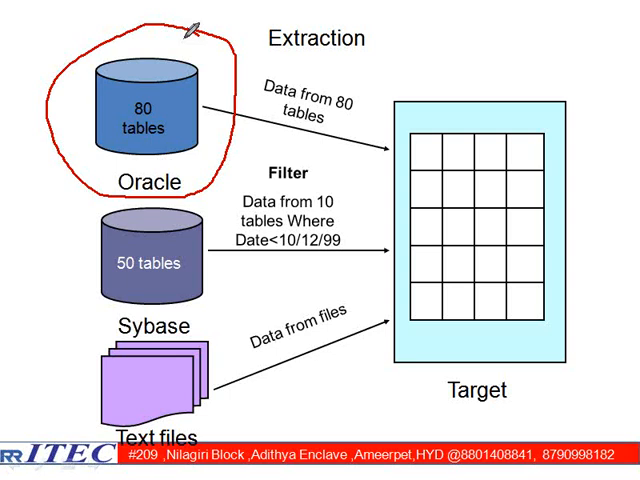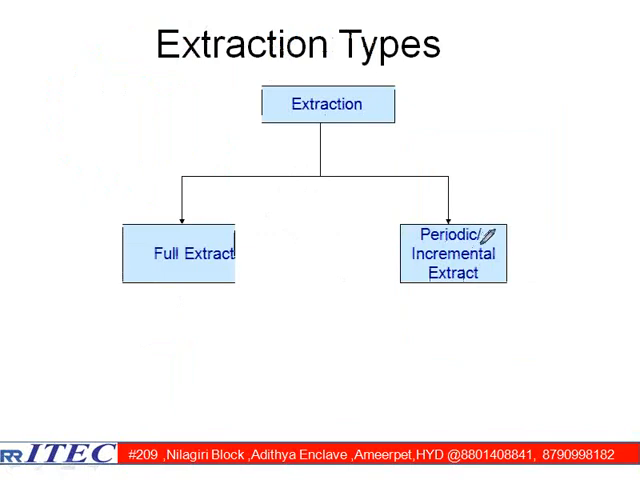Next one. Here I have the periodic or incremental extract. Periodic means what? Let us say every week I am trying to run my loads. Suppose this week I ran the loads. Whatever data is available, I load into the target. Next week when you run it, are we again going to read all the data, or only the data that has been gathered since? Only this week's data we are going to extract, right? That's what is called periodic or incremental extract.